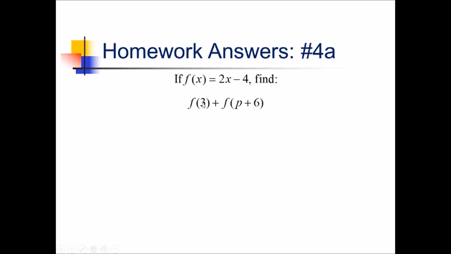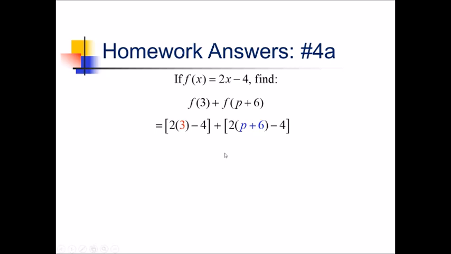So f of 3 means we're going to replace the x in the original function with a 3. So we're going to have 2 times 3 minus 4 for that piece of it. And I'm going to put that in a bracket just to kind of keep that separate from this other stuff. Now for f of p plus 6, now I'm going to be replacing x with p plus 6. So I'll write 2 parentheses p plus 6, because I'm still multiplying, minus 4. I'm going to put all of that stuff in a bracket, which I'm going to be adding to that first bracket. So this first bit of stuff was f of 3. This second bit of stuff was f of p plus 6.